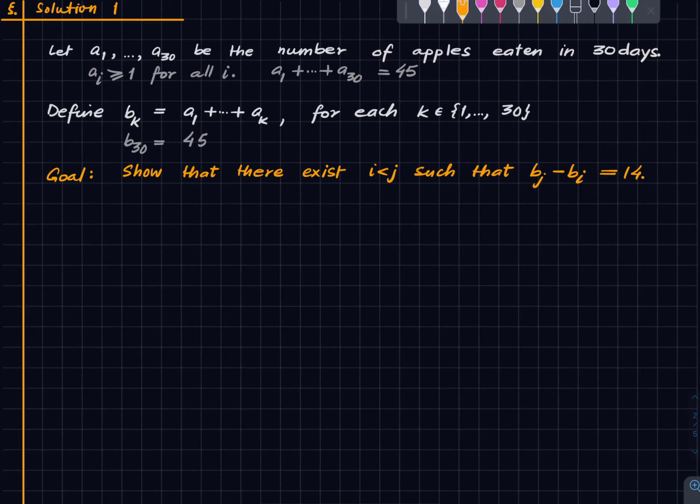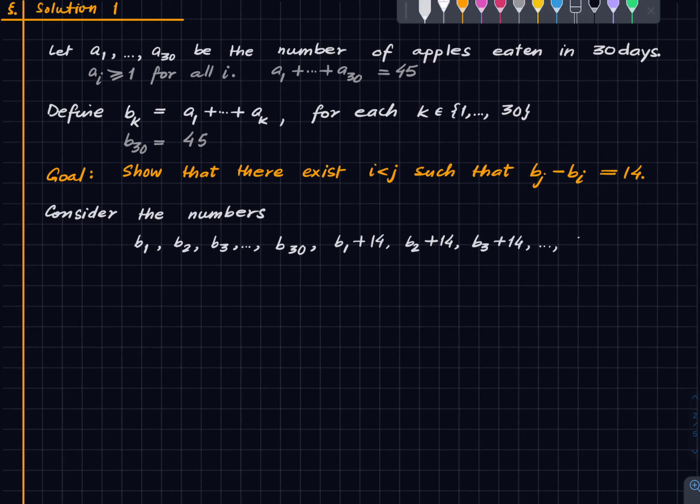All right. So now consider the numbers. So we have written down 60 numbers. These are the 30 numbers that we generated. And then these are the next 30 numbers which are obtained by just adding 14 to each of these. Okay. So as we already know, this is 45 and hence this is equal to 59. So this is 45 and this is 59. All right. So these are total of 60 numbers.